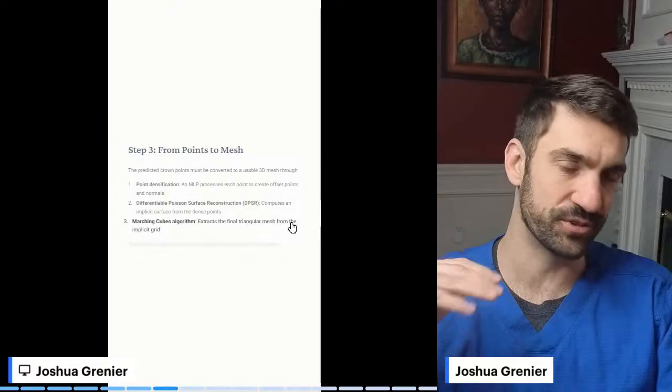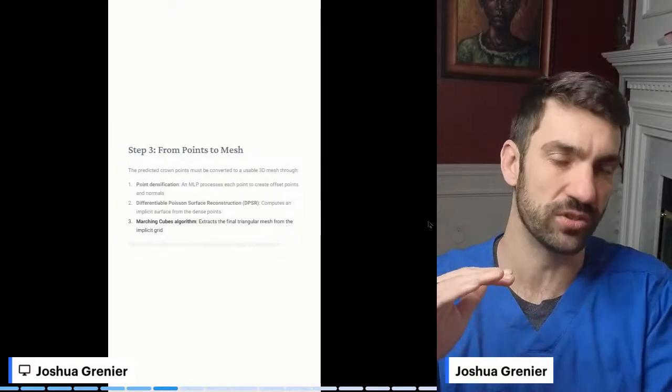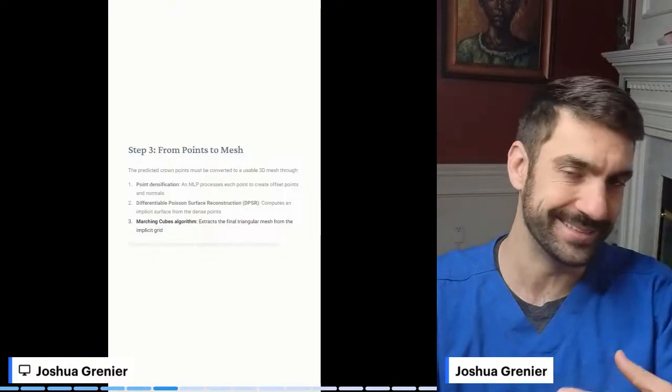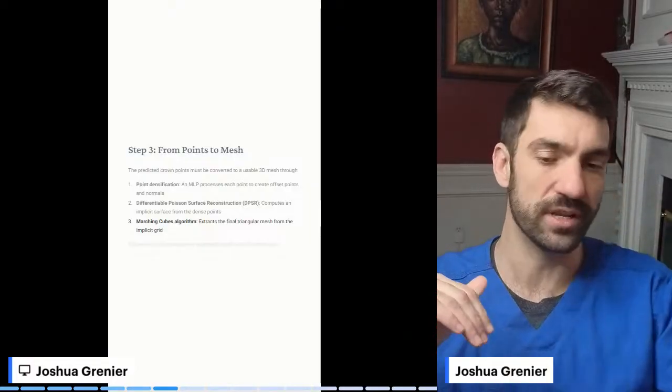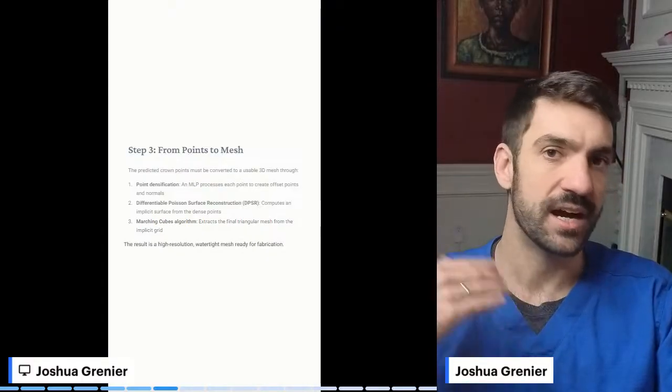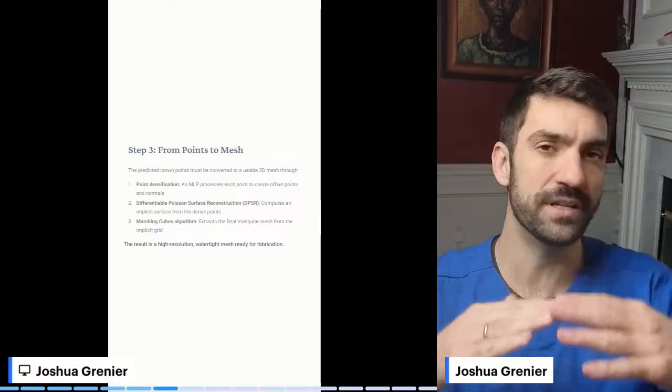And algorithms, which is the marching cube algorithm. And this is what creates that triangular substructure that you'd see in an STL based on a point cloud. Again, the same sort of thing you might see 3Shape do beneath the hood.